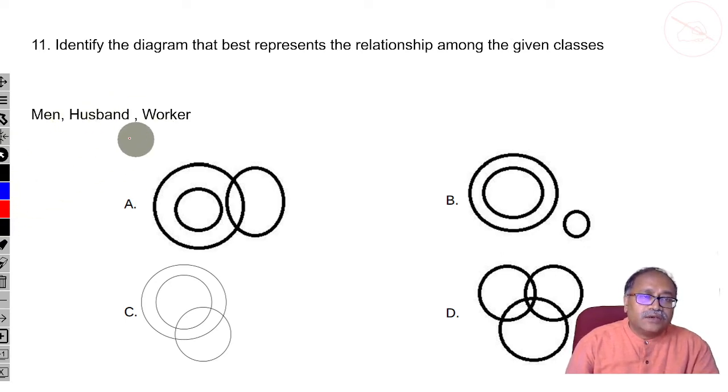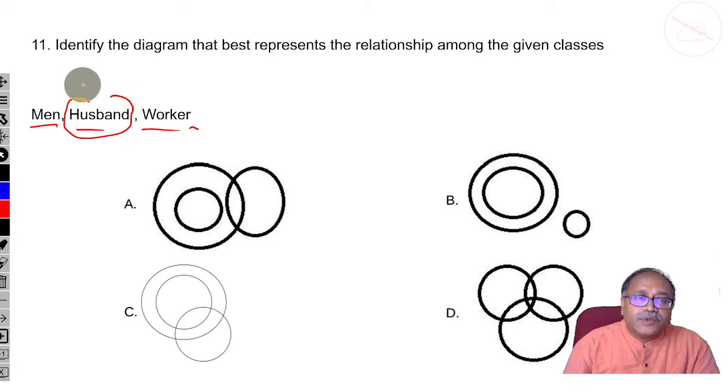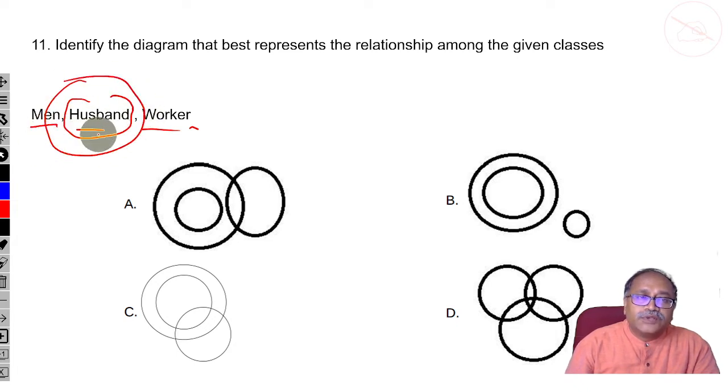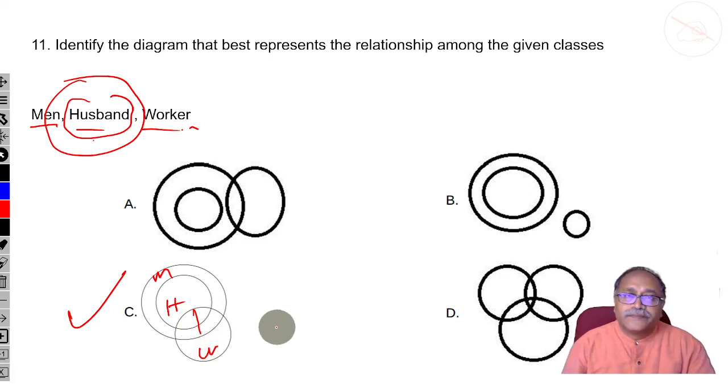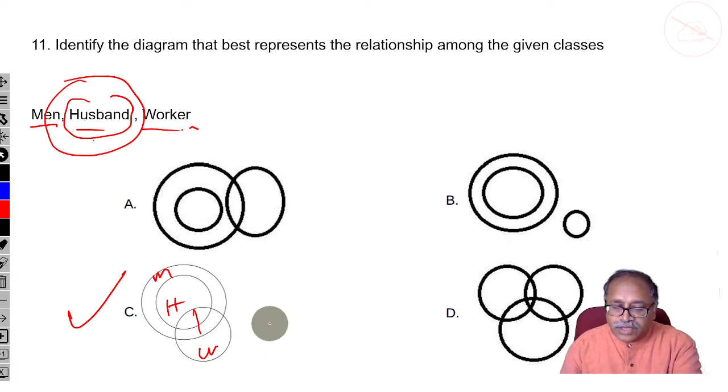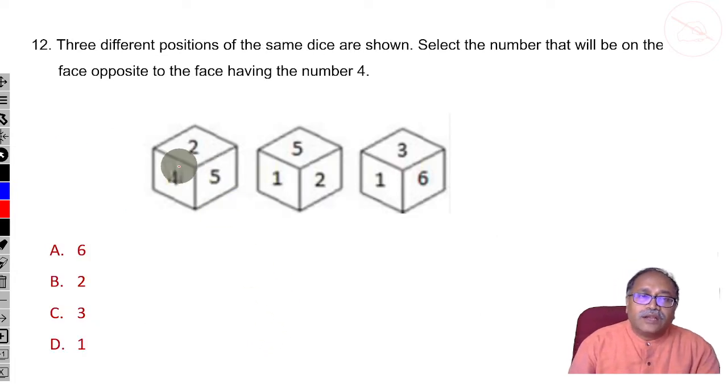Now it says that men, husband, worker. So we know that all husbands are men. So the husband should be in men and the worker will be husband. Some of the husbands are worker, some of the men are worker. Is it not? Option C. So this is husband. All husbands are men. And here some men and some husbands are worker. Option C. Let's move on to the next question, and that is here.